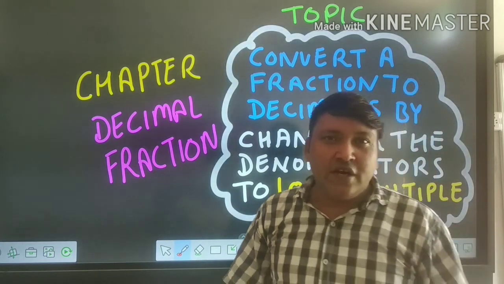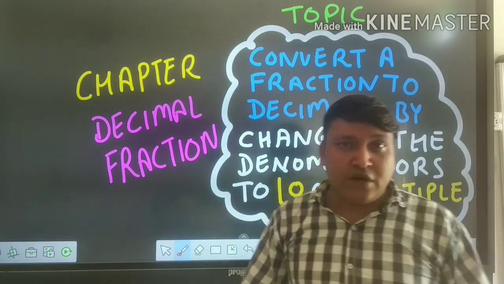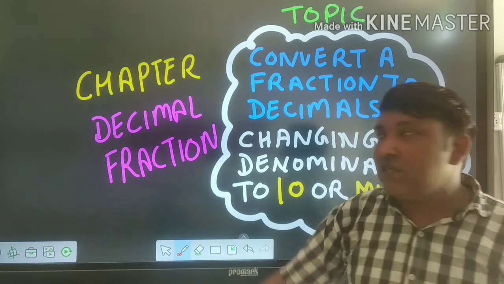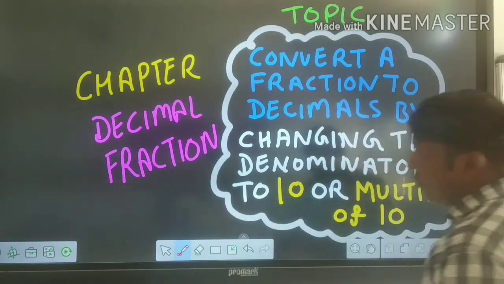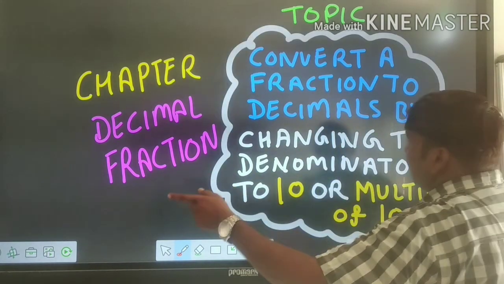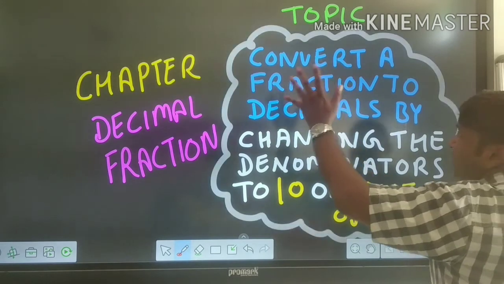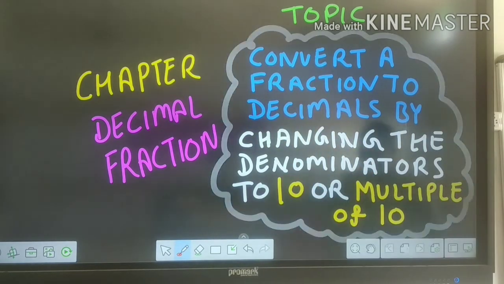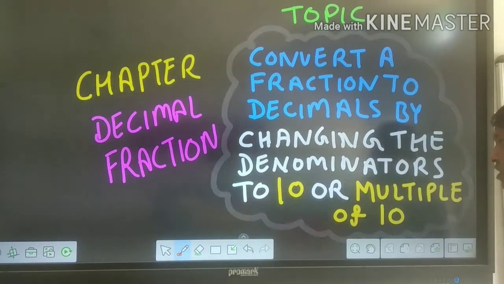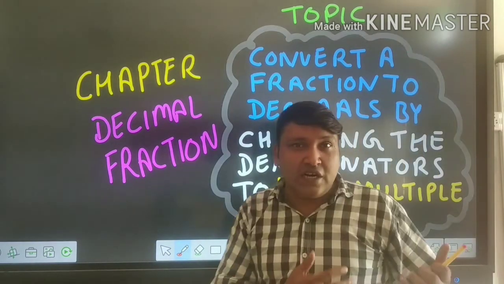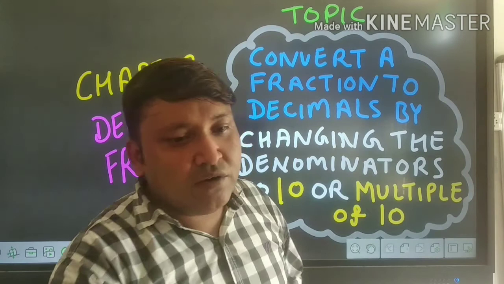So student, in this video our chapter going on is decimal fractions, and the topic under this chapter is to convert a fraction to a decimal by changing the denominators to 10 or the multiples of 10. So, the topic is very large. So, let me tell you in short.